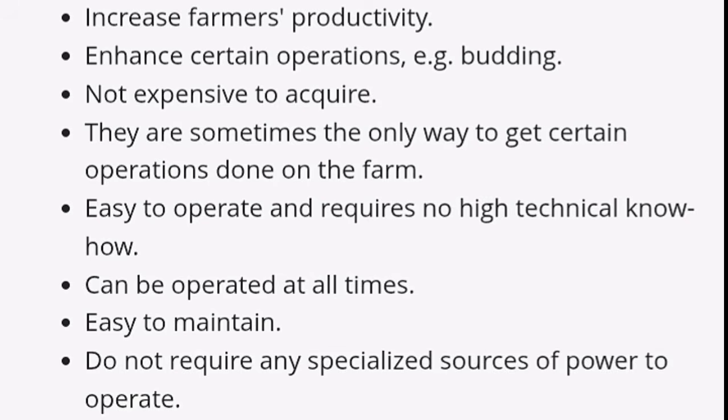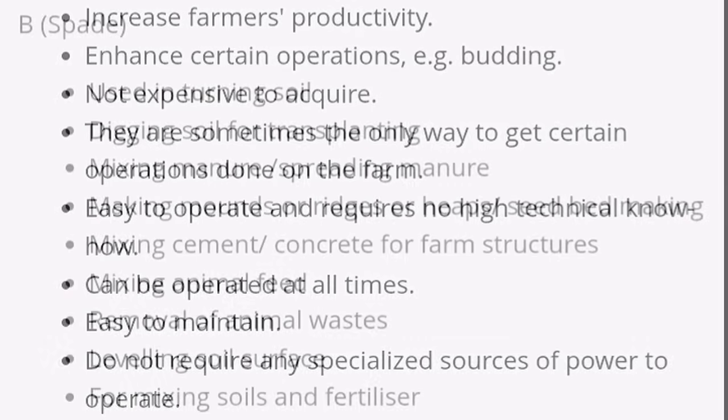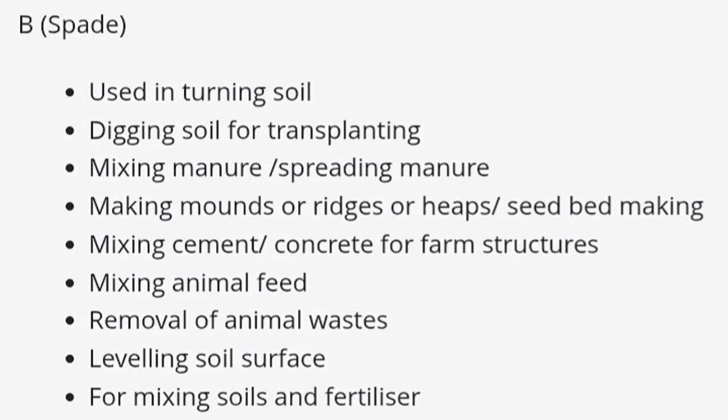So I was saying that spade is similar to shovel, so I gave you some description of shovel and the uses of shovel. But for spade directly, spade is used in turning soil, also used in digging soil for transplanting, used in mixing manure or spreading manure, used in making mounds or ridges or heaps or seed bed making, used in mixing cements, concrete for farm structures. Just so you see that it's similar to shovel.